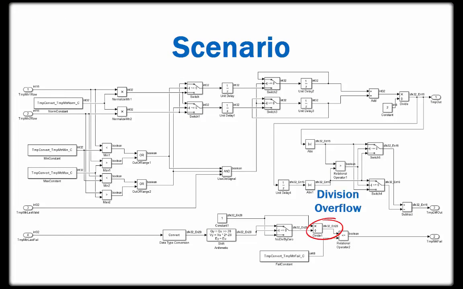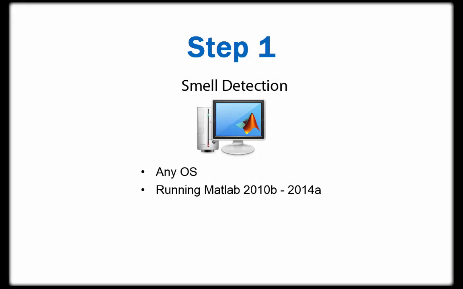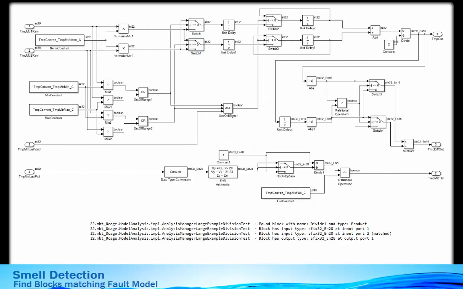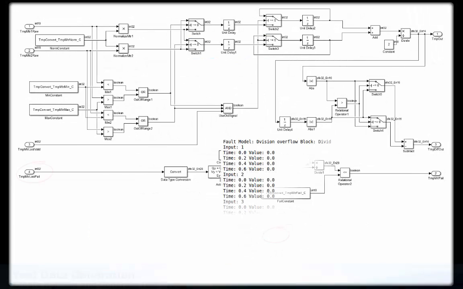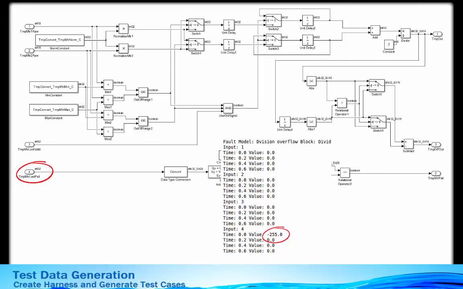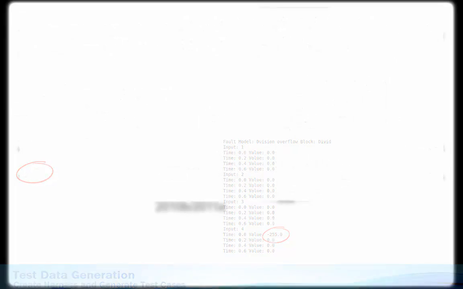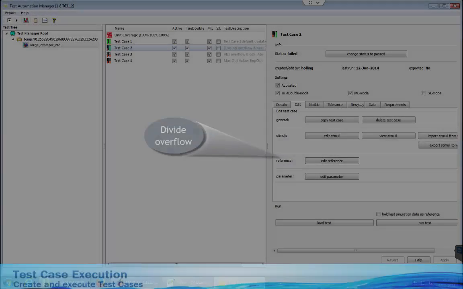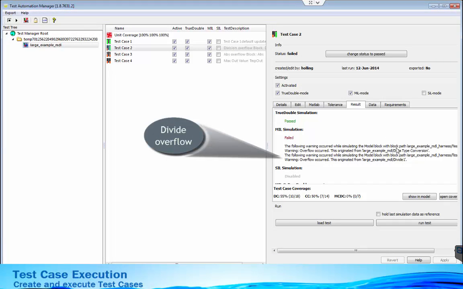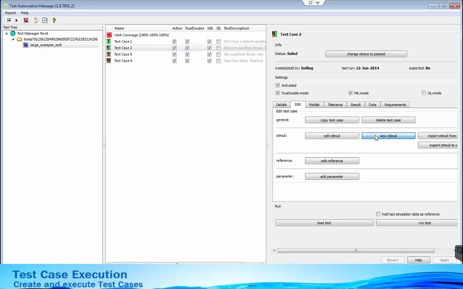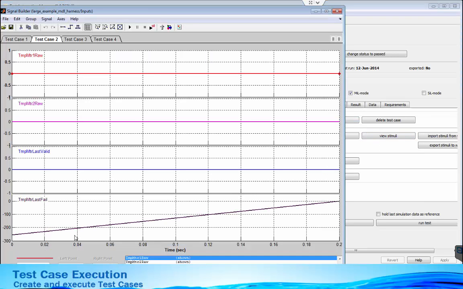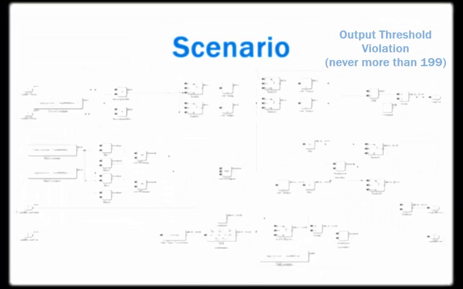In the next example, we want to provoke a division overflow by using this division block down there. In the first step, we need to do the model analysis again and need to find this division block, which we just did. In the next step, we want to generate the test data, again using CLI, which we did, and it's minus 255 in this case. We generate a test case, and we see that this test case fails and tells us that the division actually overflowed. And if we look at the stimuli, we see that the stimuli minus 255 was actually used.